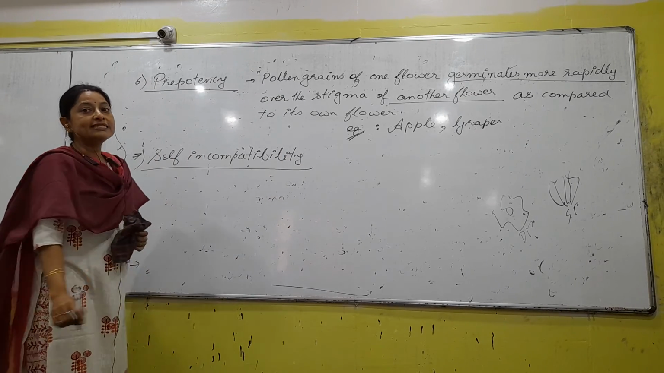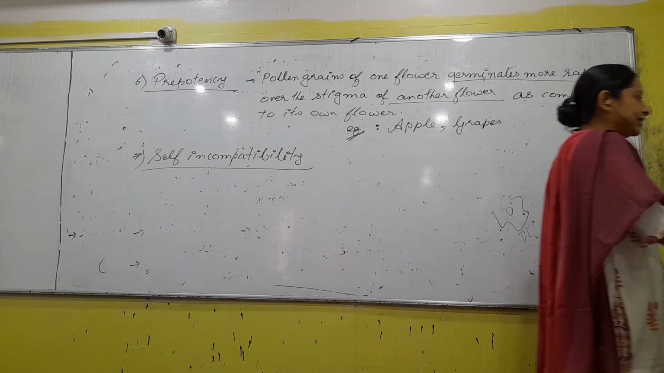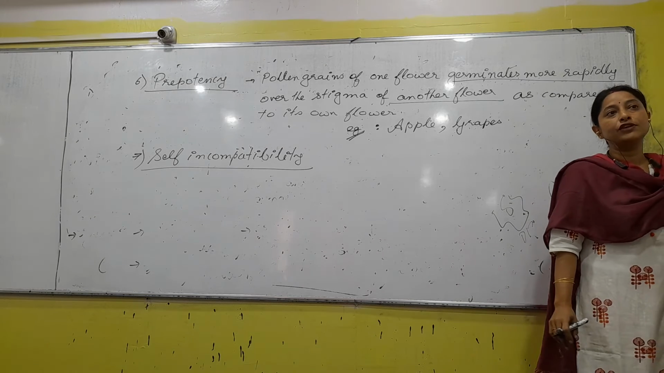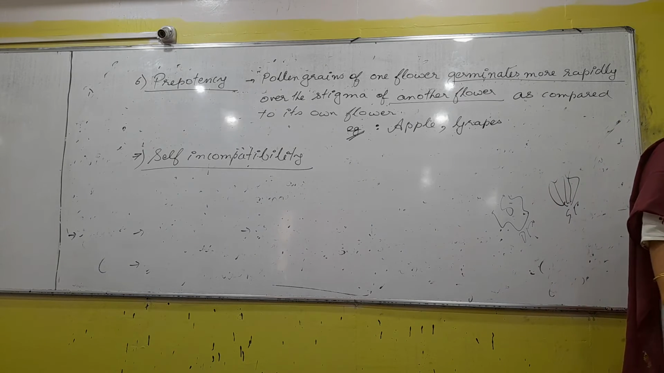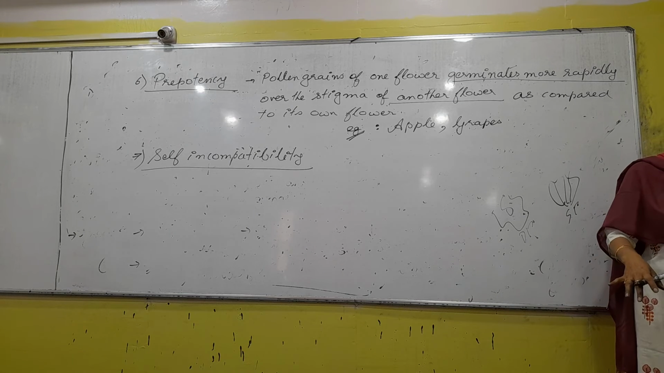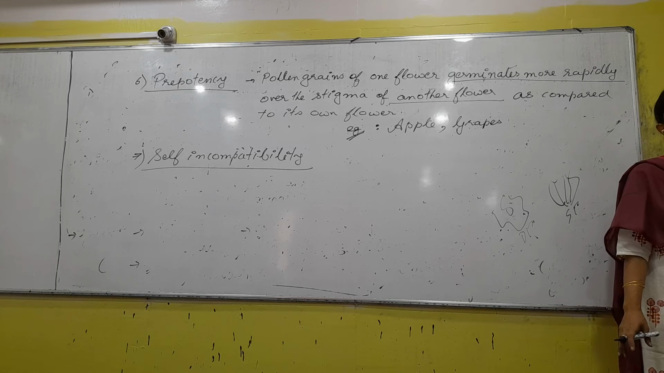And the last point is self-incompatibility. Whenever we talk about self-incompatibility, what we understand? There is a factor because of which self-pollination does not occur. Self-incompatible means what? It's not fertile, it cannot fertilize, that is what is called as incompatible, and generally this word is related to which part of the plant body? The pollen grain and the pollen tube.